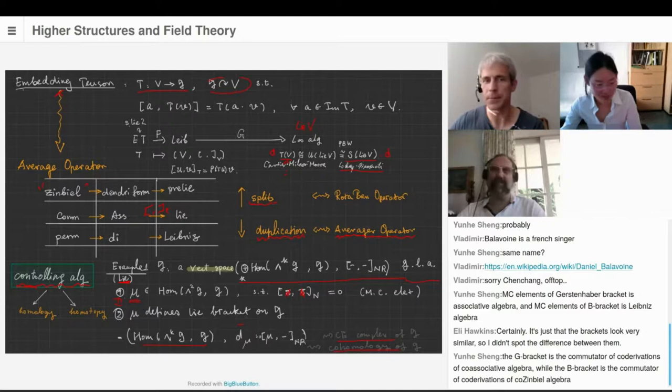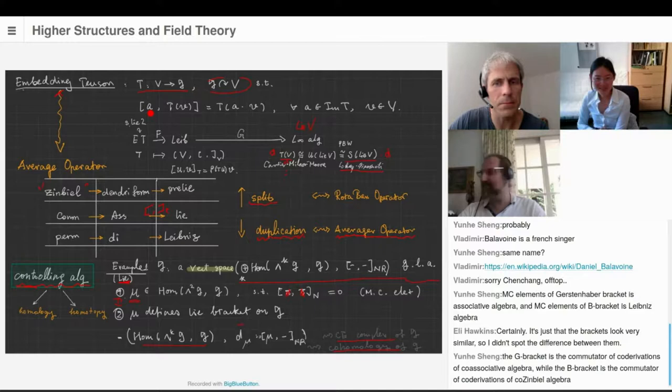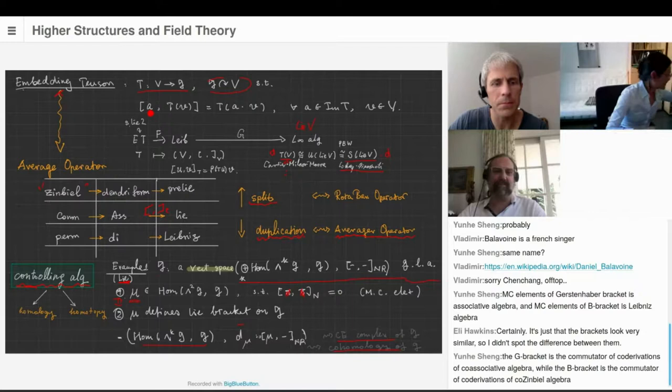Yunhe can say something; there's one more equation missing. If I denote the action also by a bracket, it's easier to write here. If these are in your vector space V, this would be t of v acting on w, and this would be the bracket of v and w, but that should be zero because there is nothing in lower degrees.